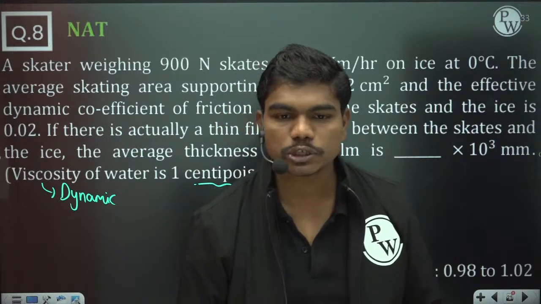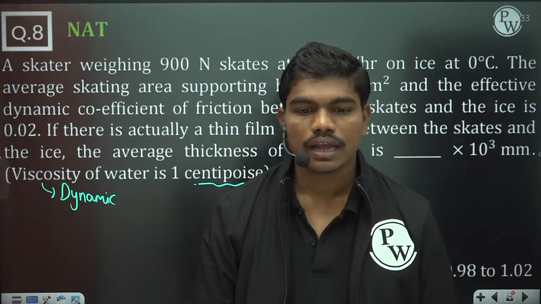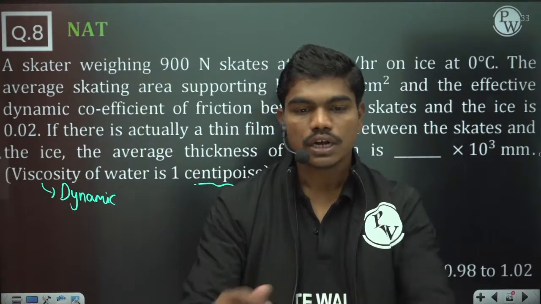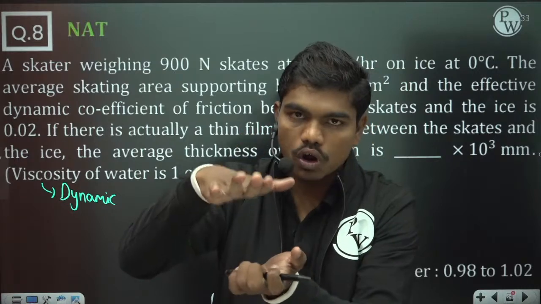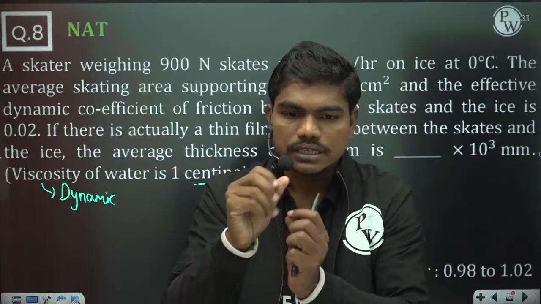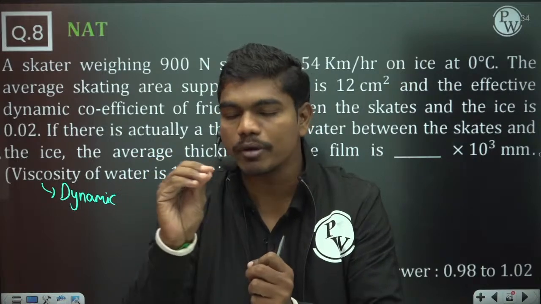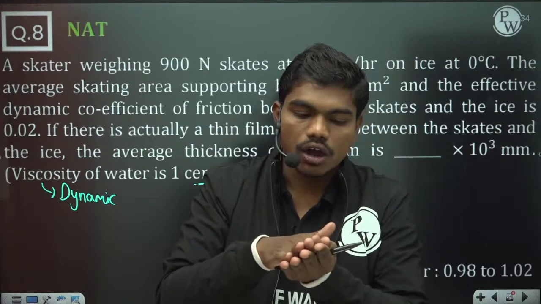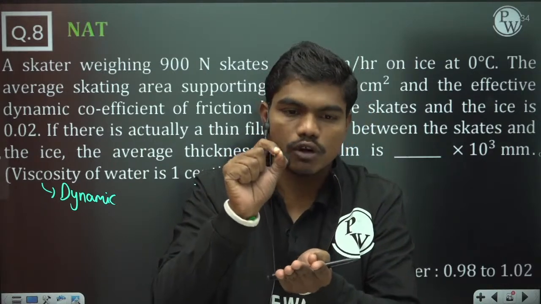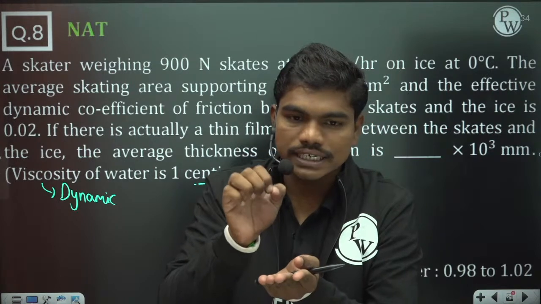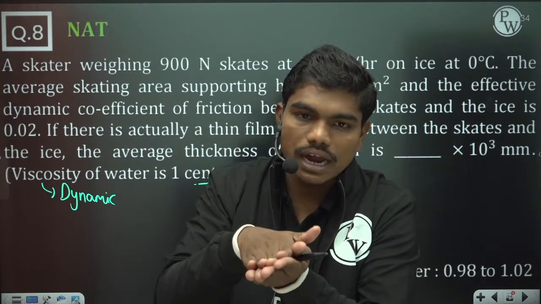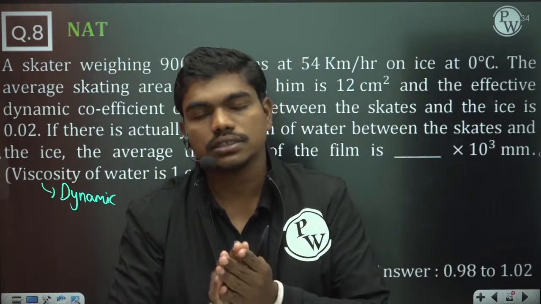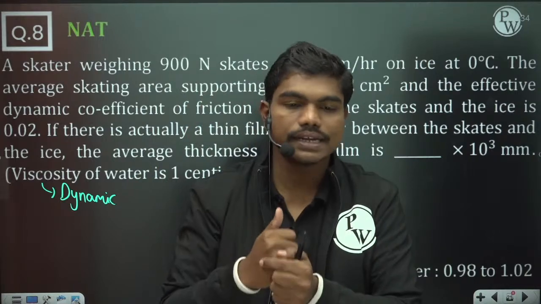Have you ever seen skating videos, people skating on ice? Normally the skater presses the shoe onto the ice. Because of this pressure, a slight water film gets developed on the ice. That's how the skater will skid on the ice. So on the ice there is one very thin layer of water which gets formed, and because of the balance between the friction and the force applied by the skater, this skating is possible.